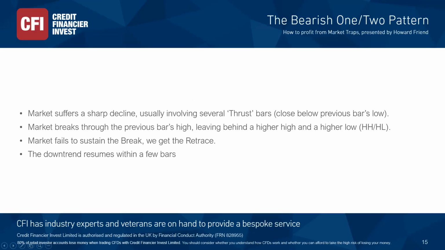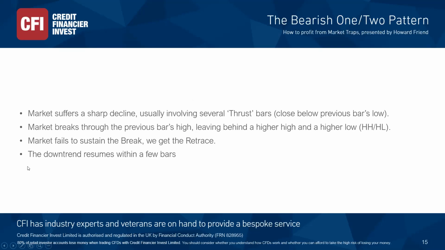That gives us our bearish bias, but we don't want to sell the market just because it's going down. We want to see a correction. We want to see some buyers come in, trap themselves, and that gives us the fuel for the market to go down even further. Okay, so the correction starts when we break through the previous bar's high, leaving behind a higher high and a higher low. That's our 1 to the upside from the 1-2 pattern.